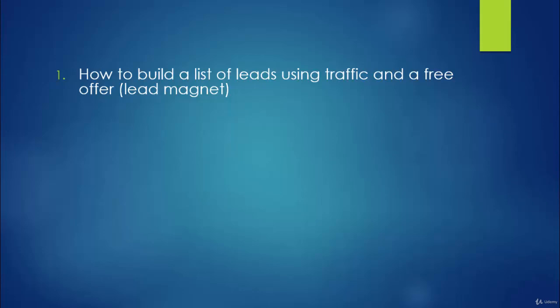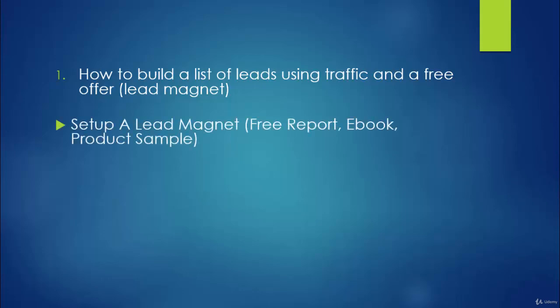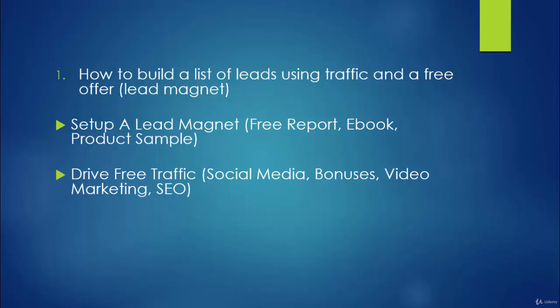Okay, now let's see how we can build a list of leads. First of all, we have to set up a lead magnet: a free report, ebook, or product sample if we are into physical products. And then we have to drive either free traffic, social media, bonuses. Basically, we talk to other people who have products similar to what our people are interested in, and give away bonuses to them to attract traffic. So we can drive free traffic from social media.